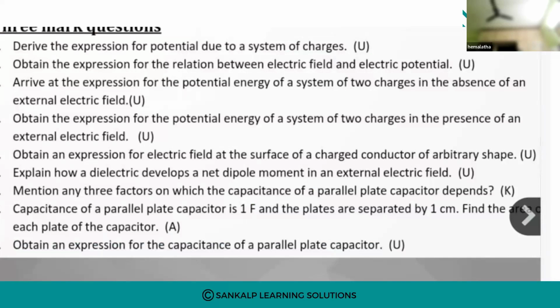Electric field at the surface of a charged conductor of arbitrary shape. This is very important. Expression for electric field at the surface of a charged conductor.